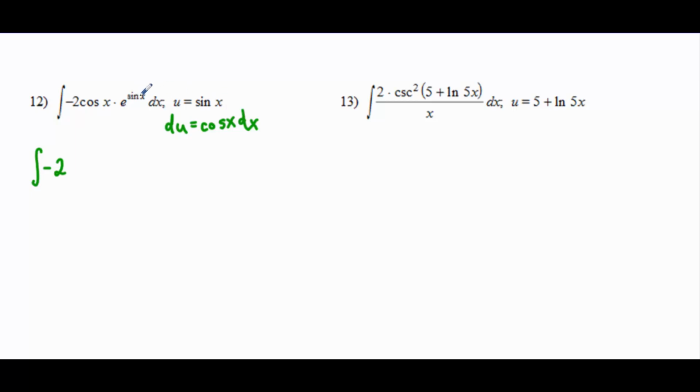U is sine x, and that's in the exponent for e. So this is going to be e to the u du. Now if I integrate negative 2e to the u, that's negative 2e to the u. And then I put u back in, so negative 2e to the sine x plus c.